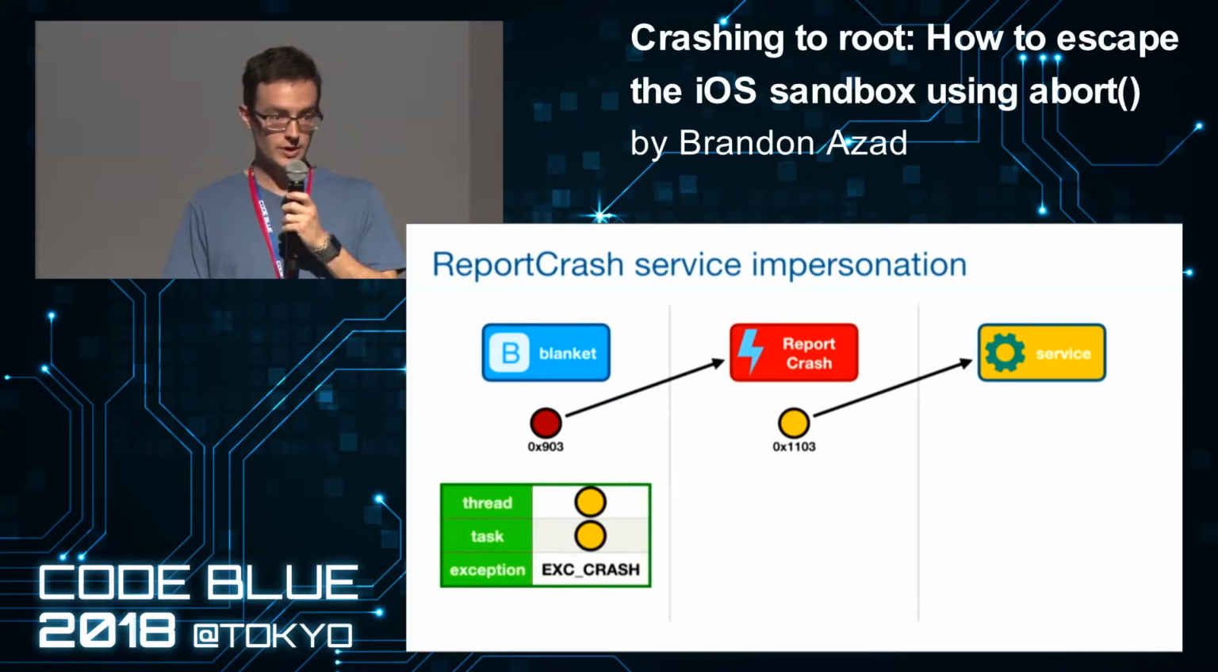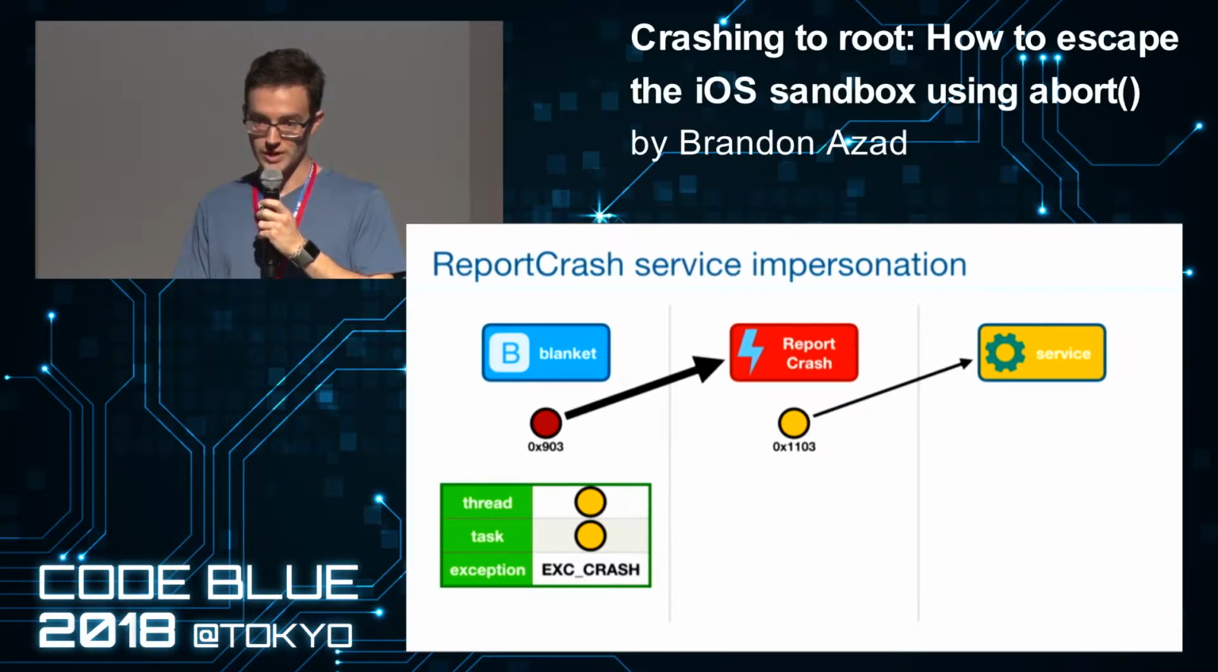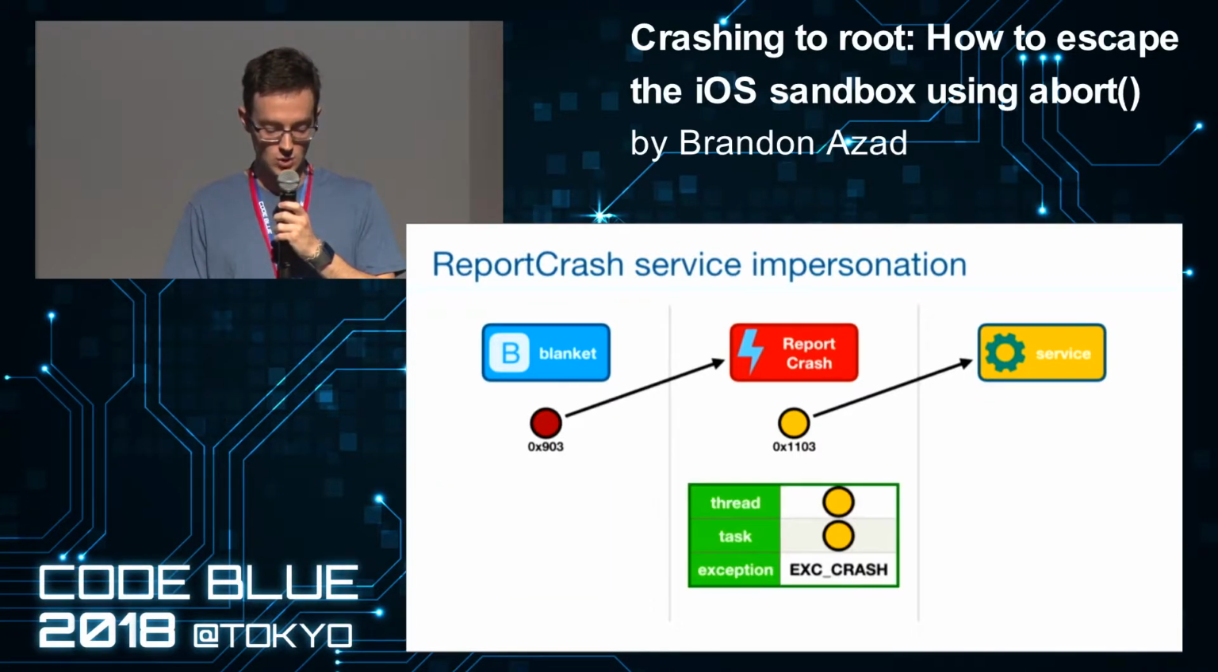First, we will generate a malicious exception message, where the thread and the task ports in the exception message are not real thread and task ports, but instead are send rights to the Mach service reportcrash is talking to. This message would never be generated by the kernel, but because the sandbox profile allows us to talk to reportcrash directly, we can craft it and send it ourselves. Once reportcrash receives the message, it'll process it with the service routine shown earlier, and the vulnerability will be triggered.